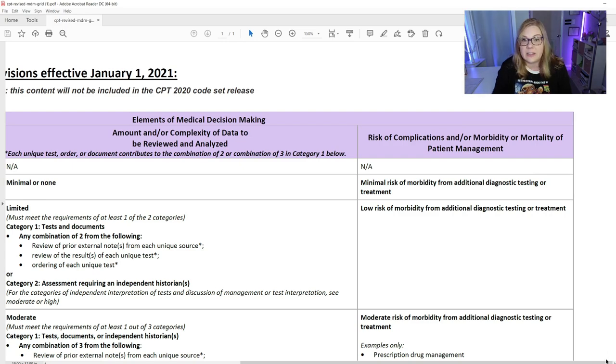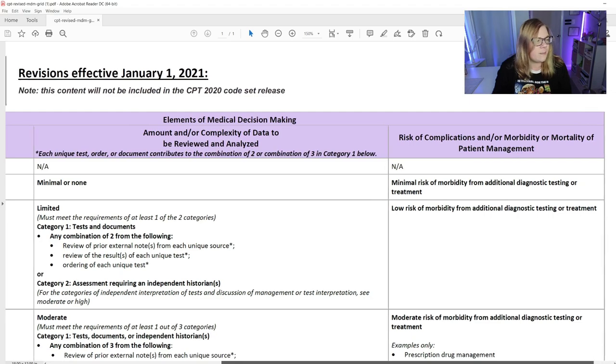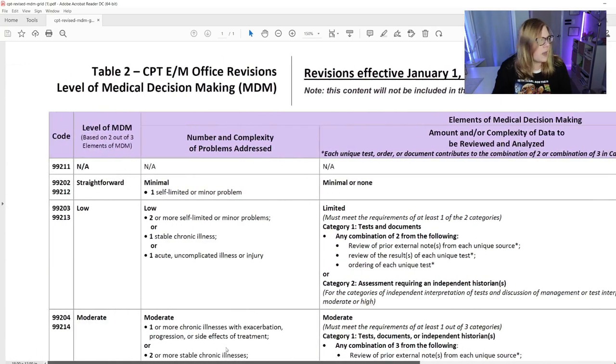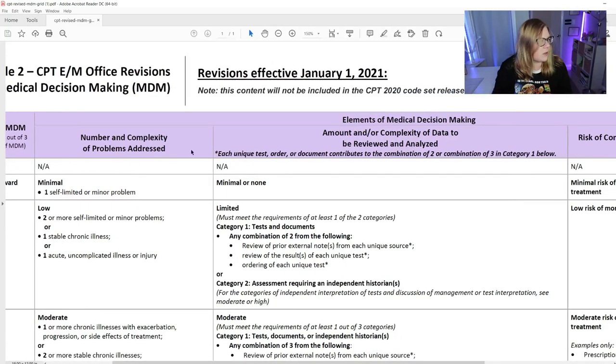Again, I'm going to link this below so you can follow along if you want to look at your own copy, but we need to meet at least two out of the three in the row that we're trying to code for. So we would need to meet either the number and complexity of problems and amount of data, or number and complexity of problems and risk, or complexity of data and risk. So two out of these three elements.